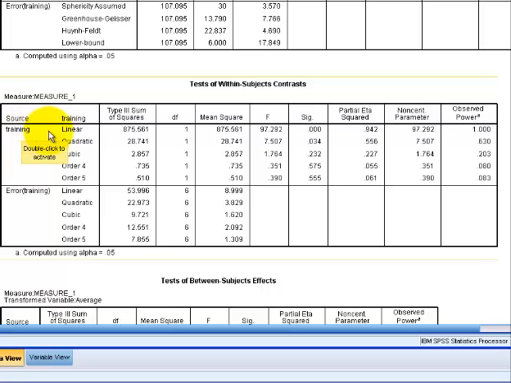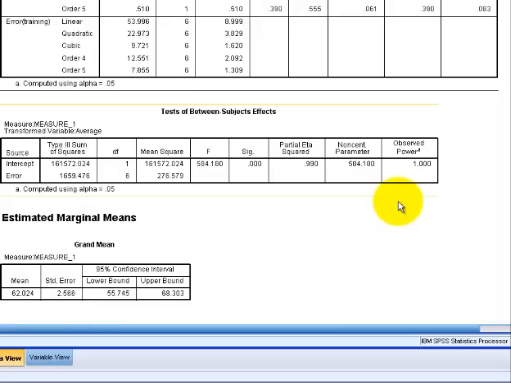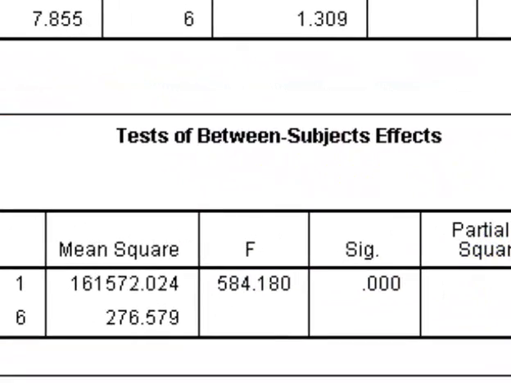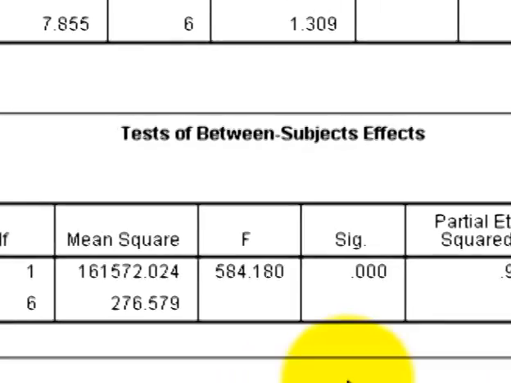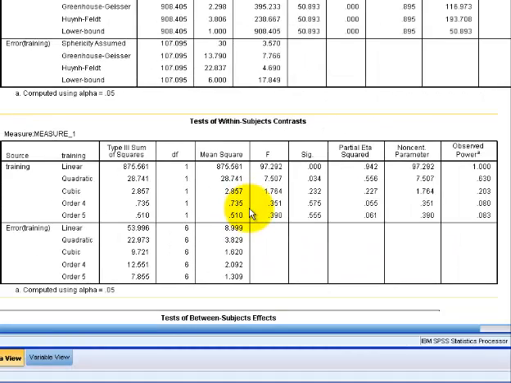This is something else. This is a linear contrast. We don't need to look at that now. And it's not a between group. We don't need to look at that. And we don't need to look at marginal means. So that's about it.